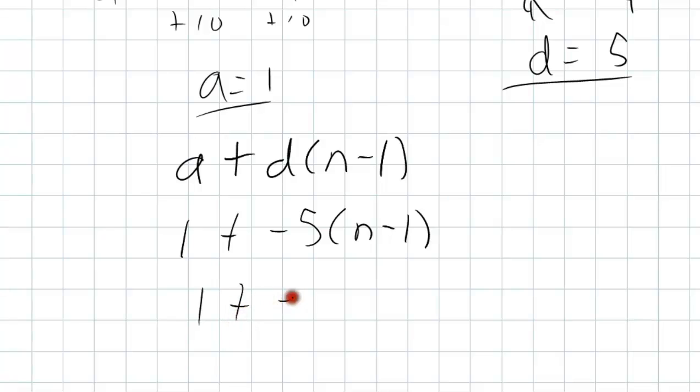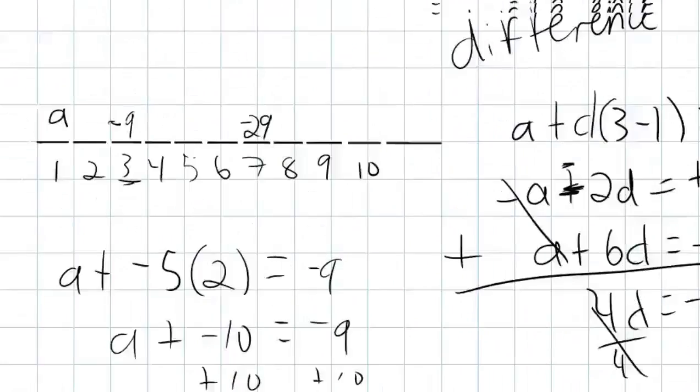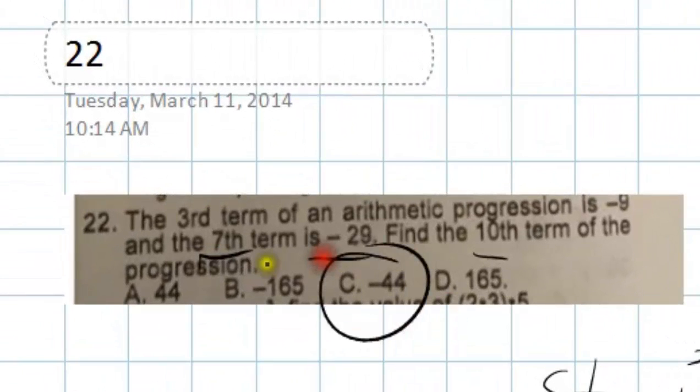So 1 plus negative 5 times 10, oops, minus 1, right? 1 plus negative 5, and this is 9, so negative 5 times 9, which is negative 45. Okay, so 1 plus negative 45 is negative 44. That's your answer.